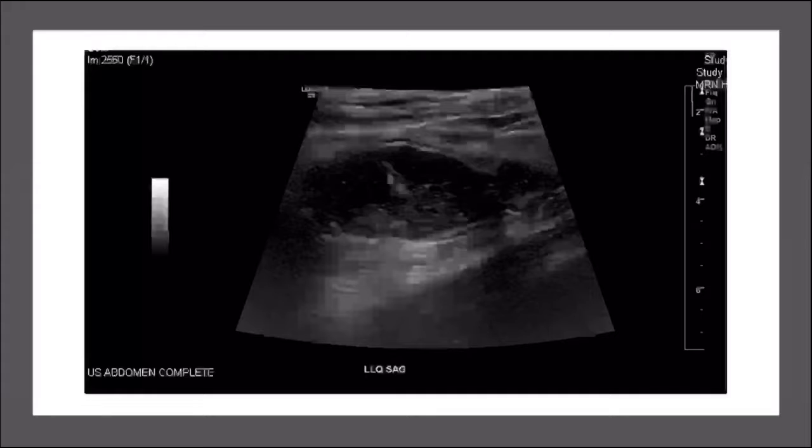So here's a picture of what we saw. I can say that I was there for this scan, and we stayed on this spot for quite a while. We took many cine clips, and we looked for peristalsis, and it just didn't happen, which is why we assumed that there was a mass.